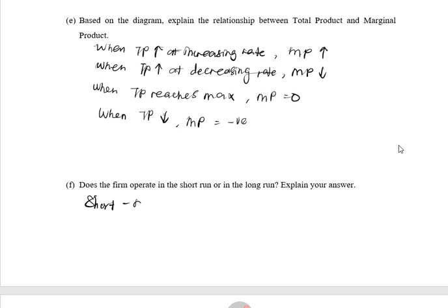So you can put the reason because there is fixed input in the production, fixed input and variable input, or you can just say because there is fixed input. That is also enough if you answer that way. Alright.